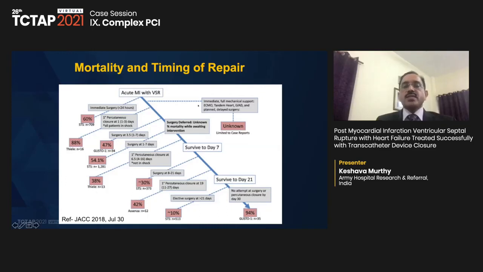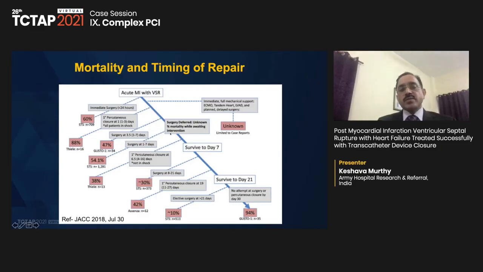If a patient is unstable, he should be supported with mechanical circulatory devices like ECMO, tandem heart, LVAD, and then the definitive surgery should be delayed. Because if you operate early, surgically closed VSRs within 24 hours have a mortality of 60%. If you try to close by transcatheter technique, the mortality is up to 88%. On the other hand, if you stabilize the patient for about 3 to 4 weeks and then close the rupture, then the mortality is relatively less.